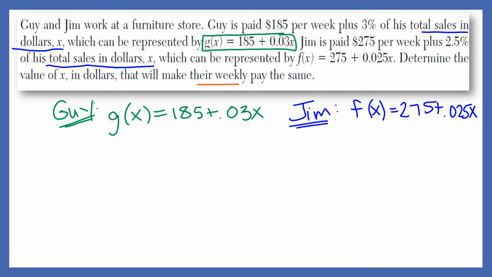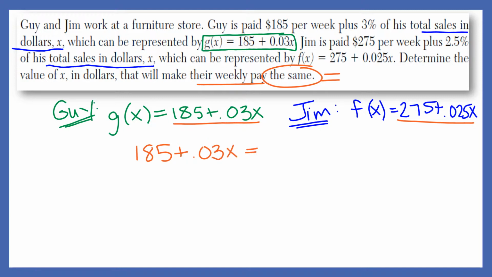Now, this question is saying, determine the value of X in dollars that will make their weekly pay the same. Anytime you see the word the same in a word problem in math, it typically means that you're setting something equal to something else. So we're going to take our two equations and we're going to set them equal. So 185 plus 0.03x equals 275 plus 0.025x. Okay, so here's what we've got.